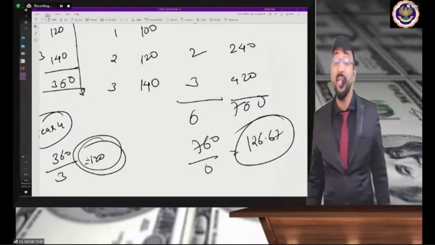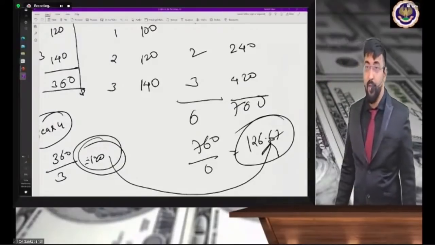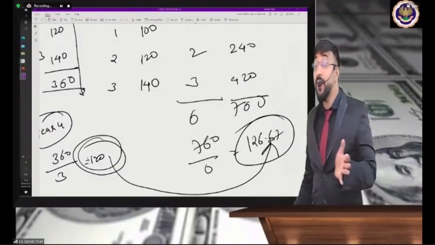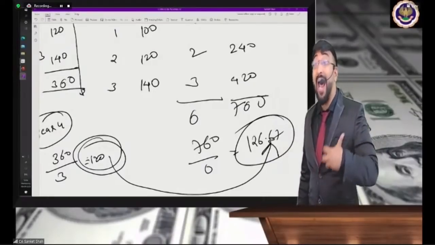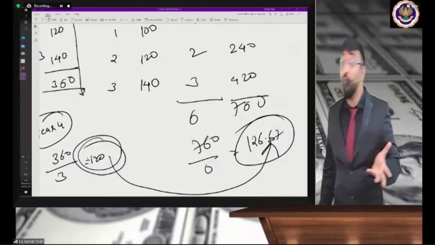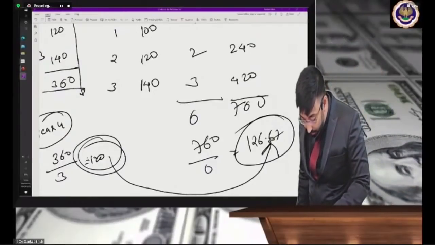You can see you will get a more appropriate answer. It's not 140, but it is towards 140. So the weighted average method will give you a more accurate answer. So it's better to consider the weighted average method if there is an increasing or decreasing trend.